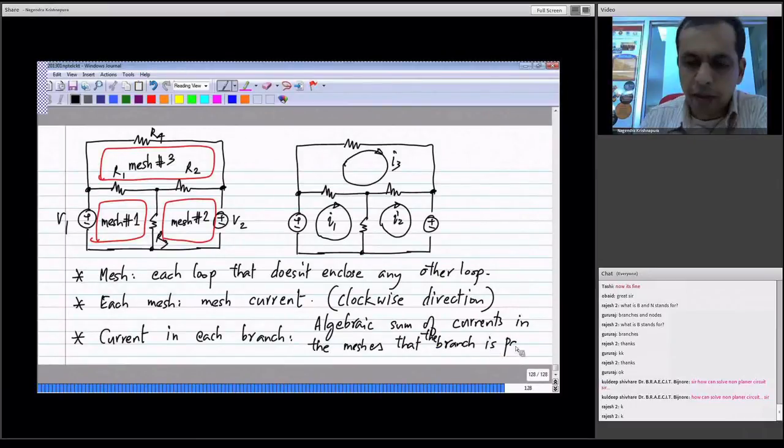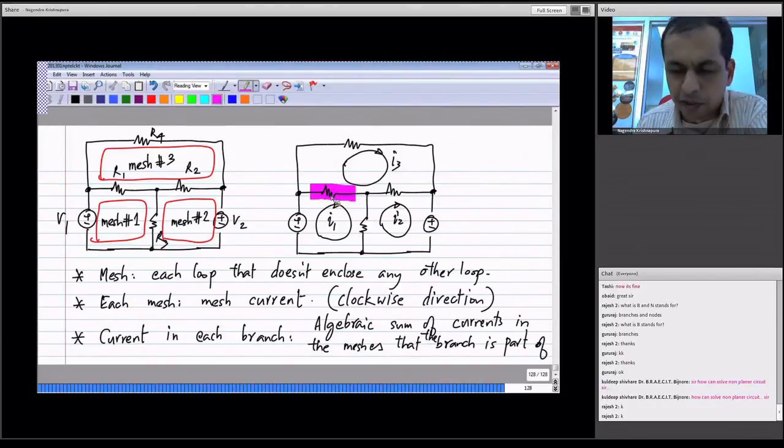Okay, so what I mean is, if you take this one, this branch is part of mesh number 1 and mesh number 3. So the current in this branch would be I1 flowing from left to right minus I3, because I3 is flowing from right to left. Okay. If you take this branch, that is part only of mesh 3, so the current in this will be I3. Similarly, if you take this branch, it's part of only mesh 2, so its current will be I2, whereas the current in this will be I1 minus I2, and so on. Okay? So, is there any question regarding the definitions of the mesh and the mesh currents and branch currents in terms of mesh currents? Any questions?